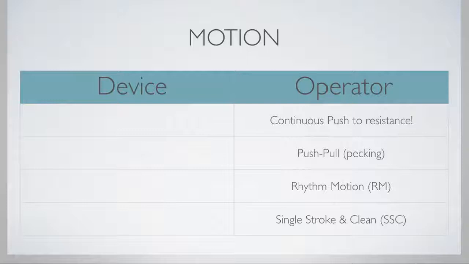Later on in 2013, I also described another motion called single stroke and clean, or SSC, and this motion meant that you only take a single stroke to engagement and remove the file and wipe it clean. The purpose of this was so that you would reduce the amount of torque on the file.